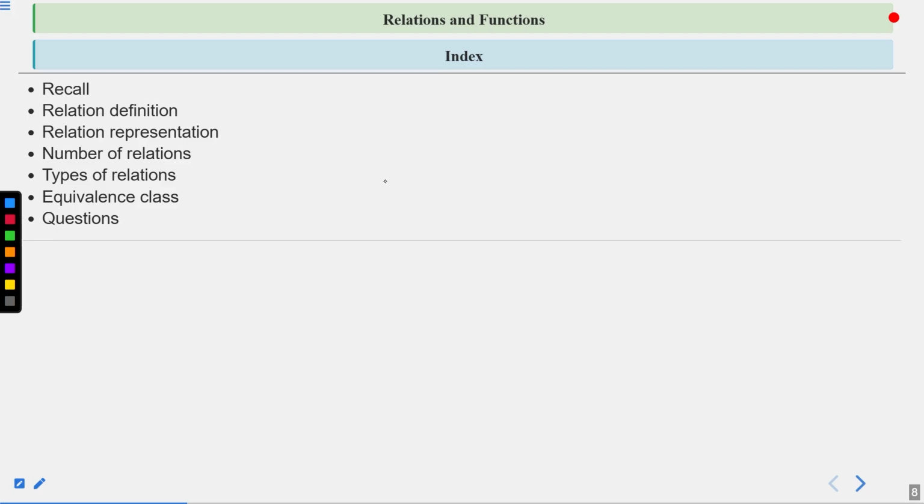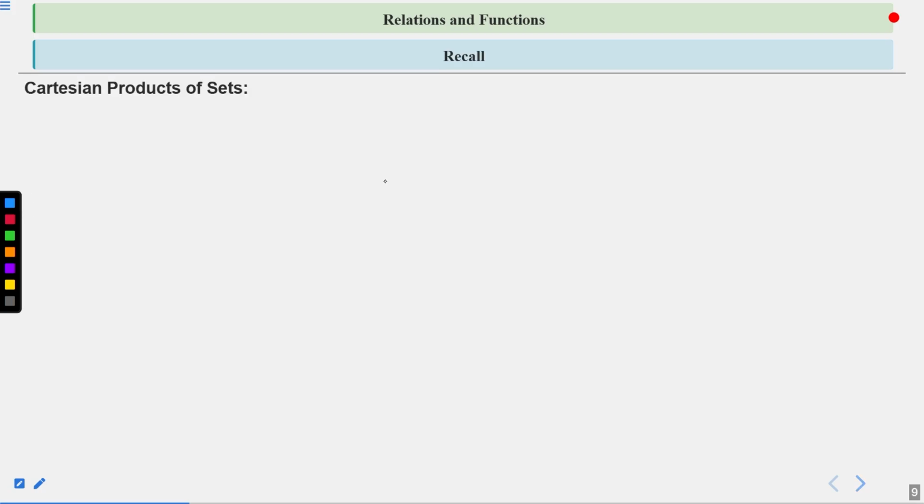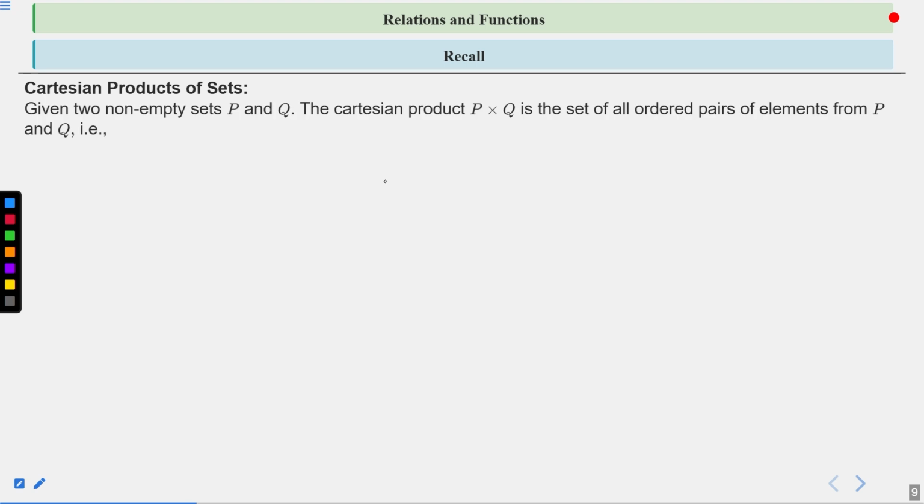So let's see the first point. Recalling some basic concepts. Cartesian product. You must know about the Cartesian product of sets. Given two non-empty sets P and Q, the Cartesian product, denoted by P cross Q, is the set of all ordered pairs of elements from P and Q. Meaning simply, P cross Q is the collection of all ordered pairs (p, q) such that p belongs to set P and q belongs to set Q.